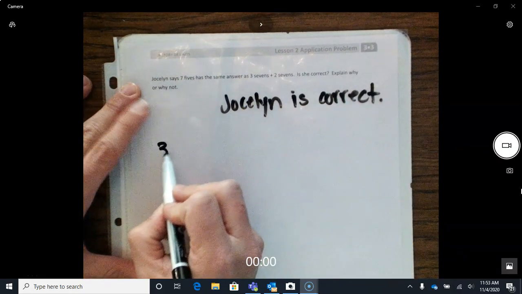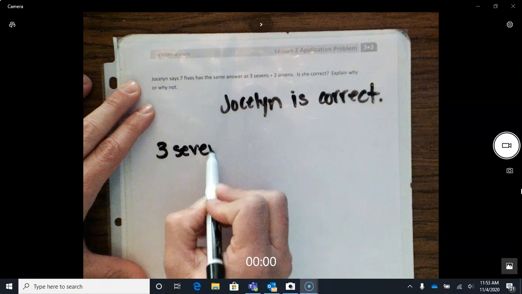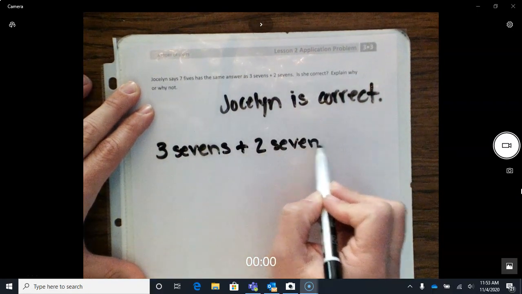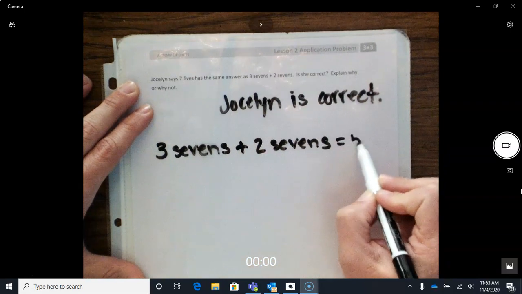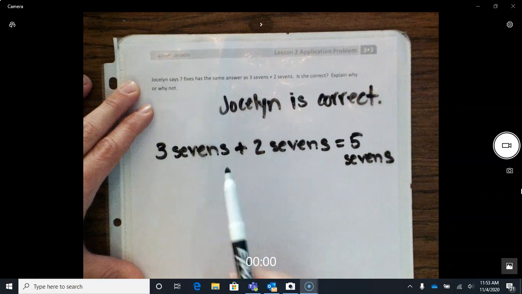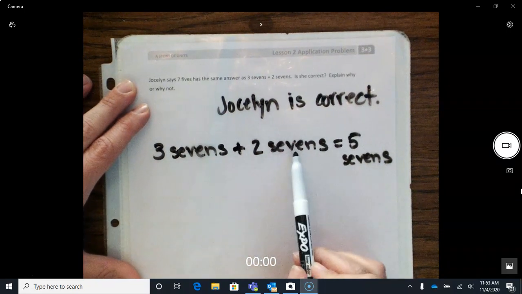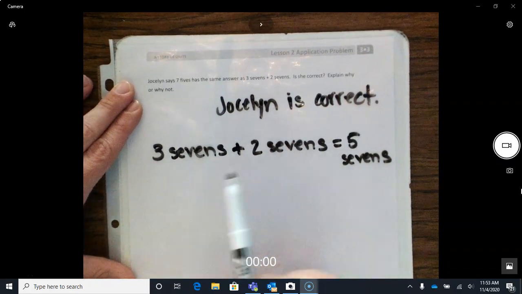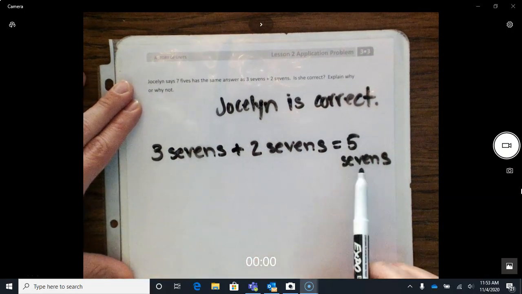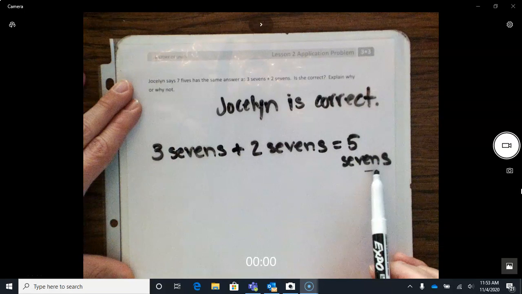So we know that 3 sevens plus 2 sevens equals 5 sevens. Because remember, in this case, our unit is sevens and sevens, which is why we can add it. So we just add the 3 and the 2, and 3 plus 2 is 5, and we're still working with sevens. So yeah, it would be 5 sevens.